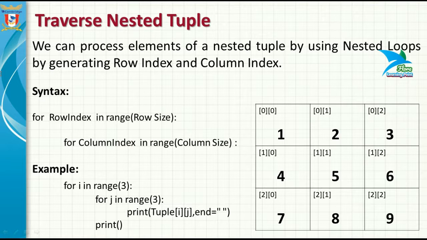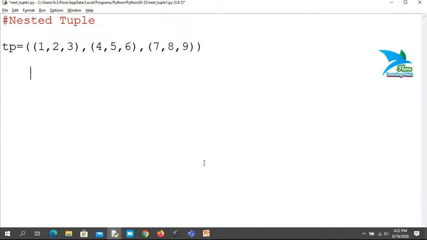After the creation of the tuple, we'll discuss how to traverse the elements of a tuple. As we know, we can traverse the elements of a two-dimensional structure with the help of nested loops. So if you want to traverse the elements, you have to define a nested loop. As we have here, the outer loop always generates the row index, and the nested loop always generates the column index. So let's demonstrate how we can traverse the elements of a tuple.